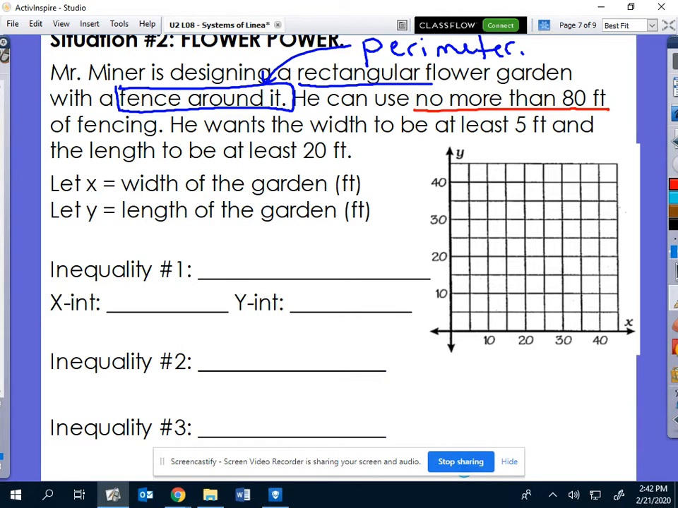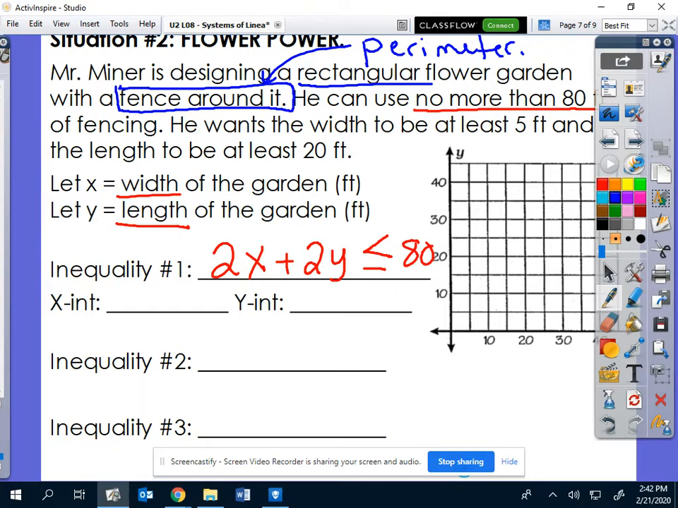Perimeter is not just one width and one length, it's actually two of them. So there's two widths, aka 2x, plus there's two lengths, 2y. And in this case, we have 80 feet in all. So we've got to be less than or equal to the 80 feet that we have available to us, right? From there, it's not too hard. We can find those x and y intercepts real fast, divide by 2 on both of them.